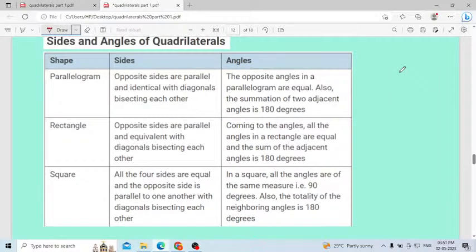Okay, here I listed a few important points. You can easily differentiate between the parallelogram, rectangle, and square. Yes, Smita, once again I am explaining. Listen to this one.